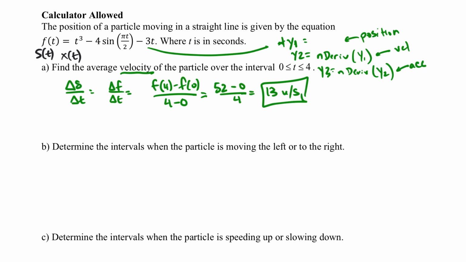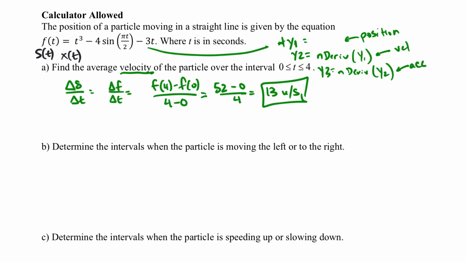Remember, there's a difference between average and instantaneous. Average is the change in position over the change in time because it happens on an interval. If I wanted instantaneous, if I wanted to know my velocity at 2.5, well, that would mean take the derivative, which would give you the velocity equation, right? And then plug in 2.5.